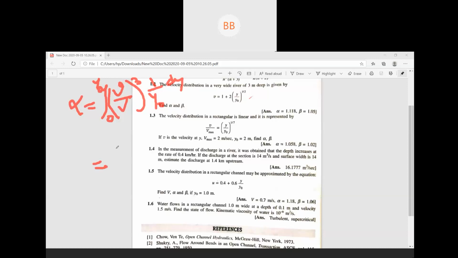Here again, if you substitute 1 for y naught, this 1 will cancel out. So what will be left is 1 by 0.7 whole cube, as your capital V average velocity is 0.7. Here we have a cube, so if you bring it out, it will be 1 by 0.7 whole cube. Then we have integration 0 to 1, and then we substitute the equation for small v.